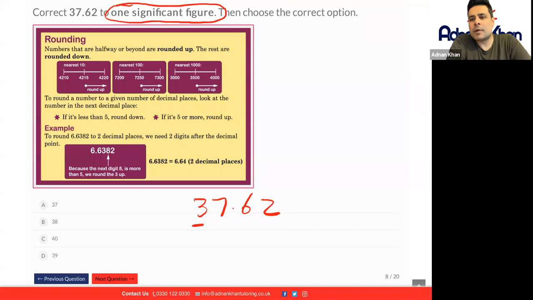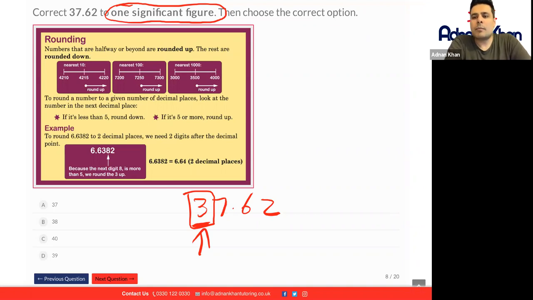So we don't include 0. We just go to the first significant figure, which is 3. Now we're looking at 3 as our main number that will either stay the same or go up, because that is our one significant figure. Okay? So number 3 is the man, basically. And we have to move it up or we're going to move it down.